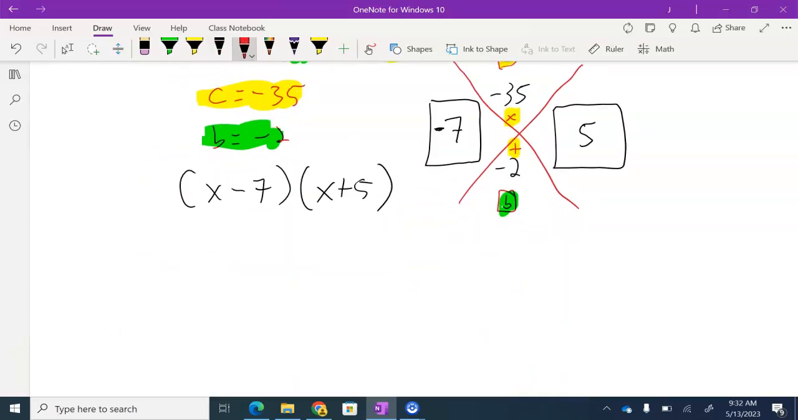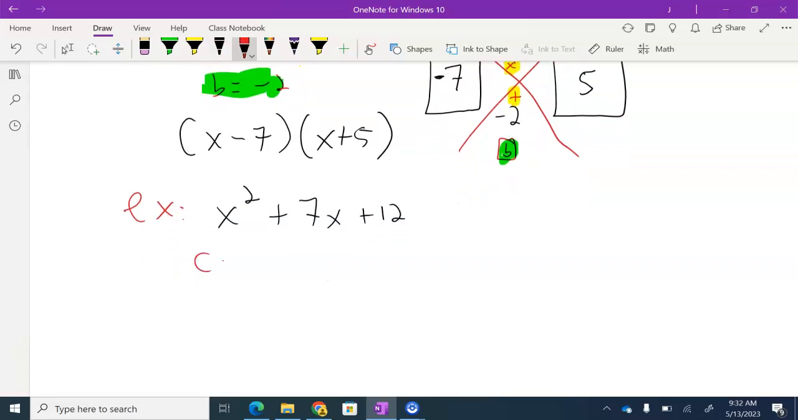Let's do another example. All right, let's say I have something that looks like this: x squared plus 7x plus 12. All right, we list out our C value and our B value, so we know we're clear. Our C value here is 12 and our B value is 7, right? C value is 12, B value is 7.